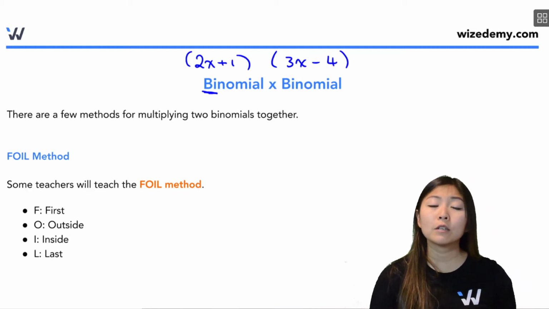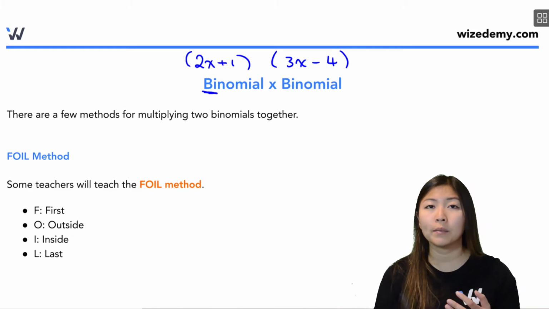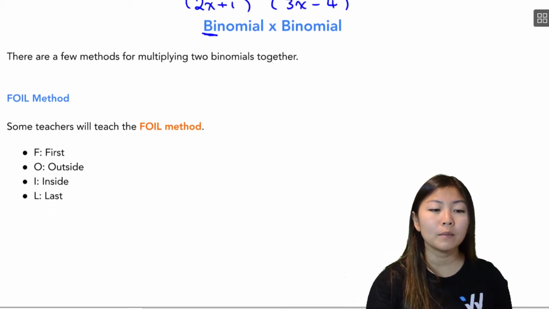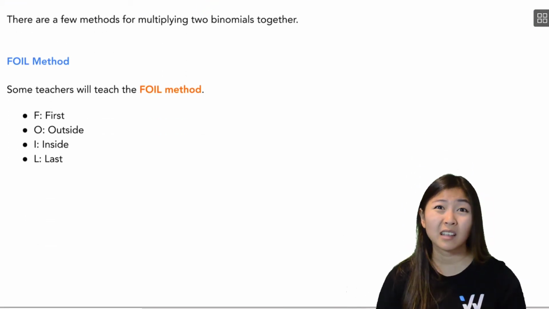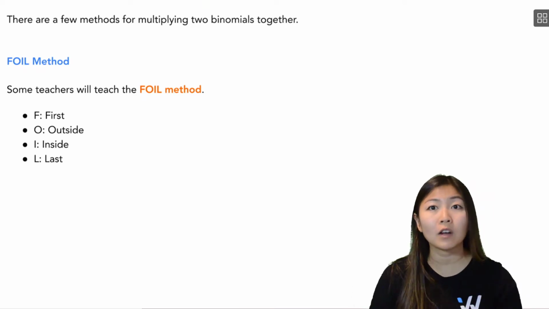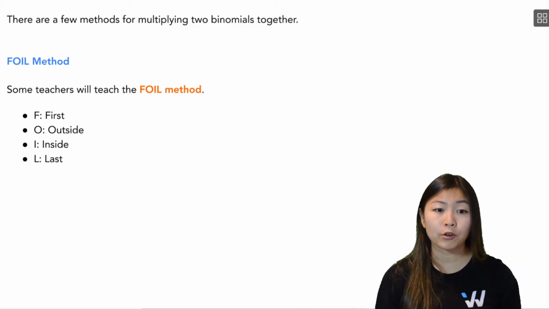Now, there are a few different methods for multiplying two binomials together. These are methods that are commonly taught by different teachers. So first we have the FOIL method. A lot of teachers like to use the FOIL method. If your teacher hasn't taught the FOIL method, feel free to move on to the next method. So how does the FOIL method work? FOIL is an acronym. F stands for first, O stands for outside, I stands for inside, L stands for last.